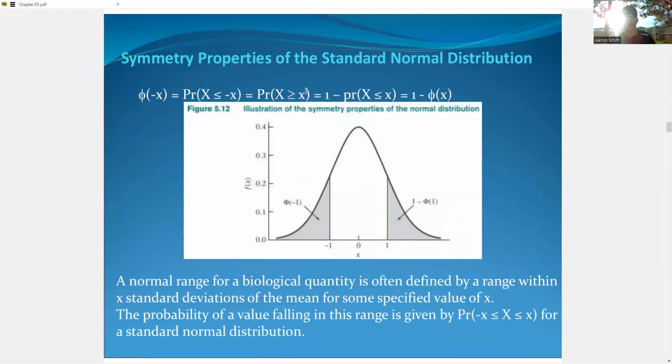All right, so the symmetric properties of the standard normal distribution. If I look at the cumulative distribution function of negative x, this is equal to 1 minus the cumulative distribution function of x. So we have this special property. Now, all these steps in the middle are just showing how we arrive at that.